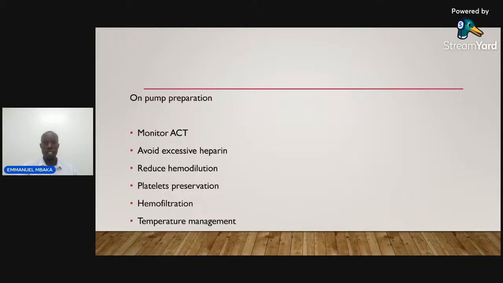So on the pump preparation, you as a perfusionist, you need to monitor your ACT. So maintain therapeutic anticoagulation. Often, your ACT needs to be above 480 seconds for CPB. And also you need to avoid excessive heparin. Remember, the dose is based on the weight and heparin concentration, not only by the ACT.